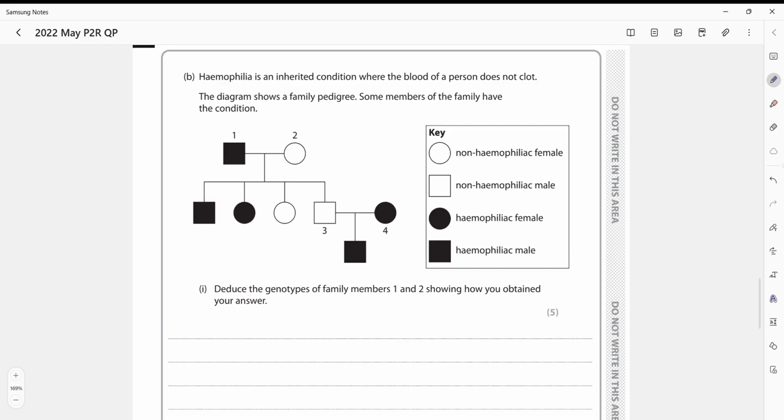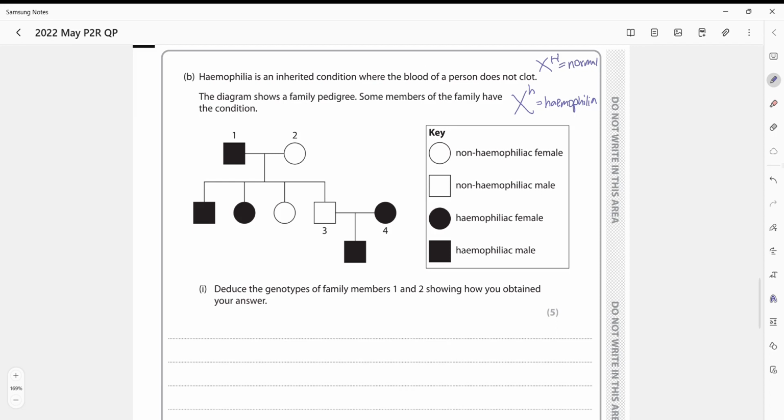So for your syllabus, you do need to know 2 examples of sex-linked genetic diseases. One of them is hemophilia, the other one is red-green color blindness. Sex-linked diseases are found on the X chromosome. If a person carries this allele here, a recessive allele on the X chromosome, this is the hemophilia allele. And then this would be an example of a normal allele.